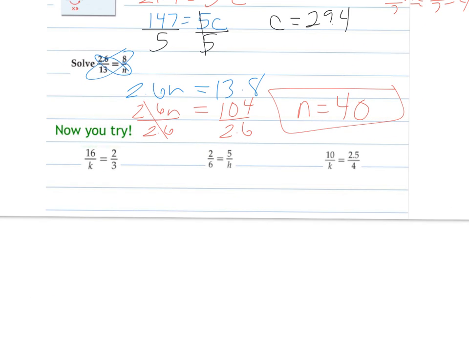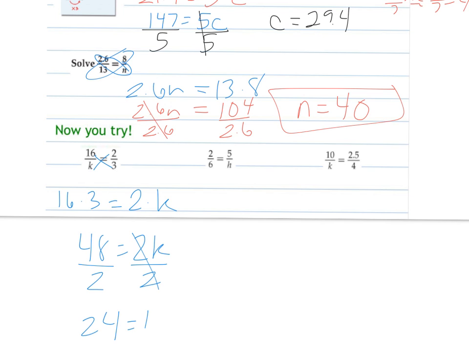Couple for you to try, and then come back and check. Pause here. Cross products are 16 times 3 and 2 times k. So we get 48 is equal to twice what number? So we divide by 2. k is equal to 24.